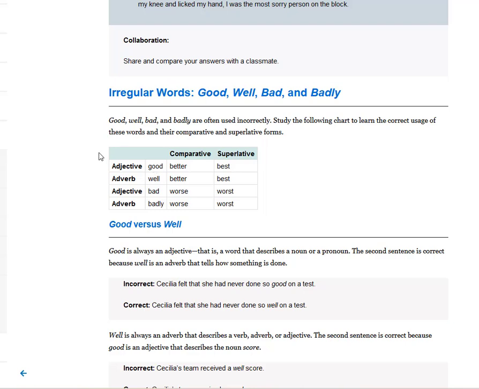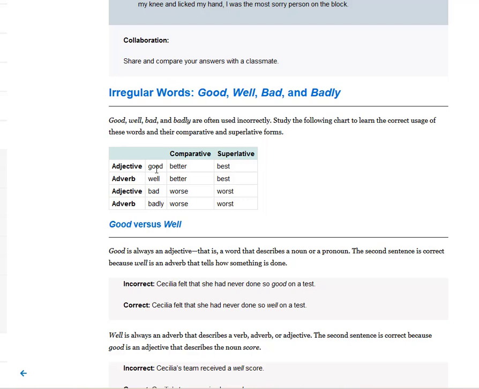Irregular words. Good, well, bad, and badly. And so good, better, best. Well, better, best. Bad, worse, worst. Badly, worse, worst. You cannot say much better. You cannot say much worsest.